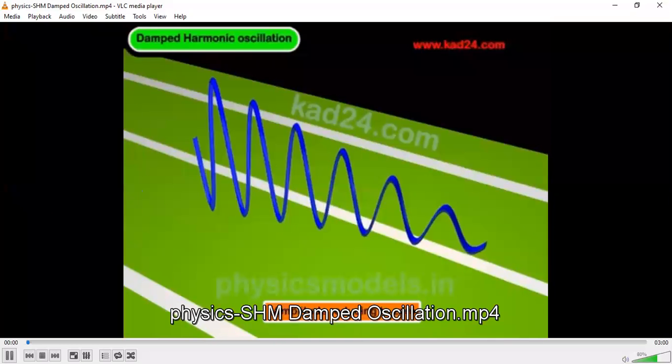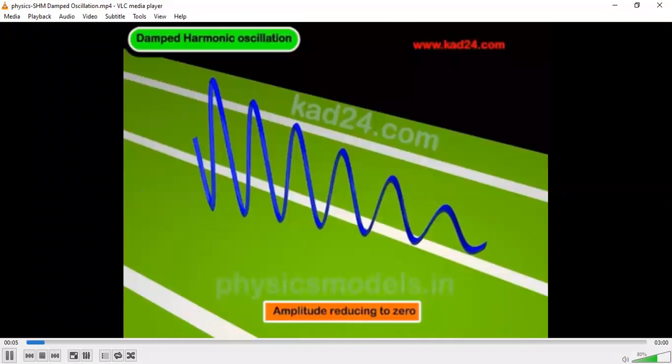Hi, this is a short video where I'll talk about damped harmonic oscillation. Here's a wave in the image, and on the left-hand side is the starting point of the wave, which shows a very high amplitude, and by the time it comes to the right of the image, the amplitude has got killed off and it's almost zero. That's the whole purpose of damped oscillation.